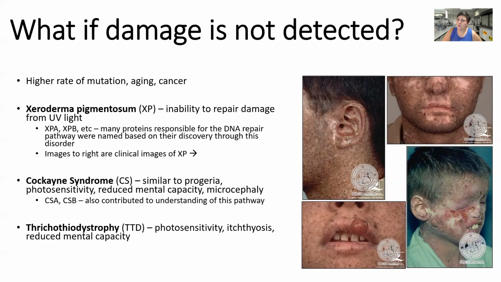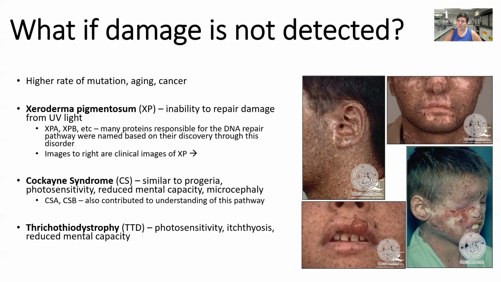Without repair of mutations, you're also going to get a higher rate of aging. We didn't really talk about this in class, but aging really corresponds with your ability to repair genetic damage. And aging in general correlates with your nucleotide excision repair machinery not working as well over time. It's not the only reason for aging, but it is a contributing factor. And then obviously, because genetic mutation is so correlated with cancer, you have a higher rate of cancer.